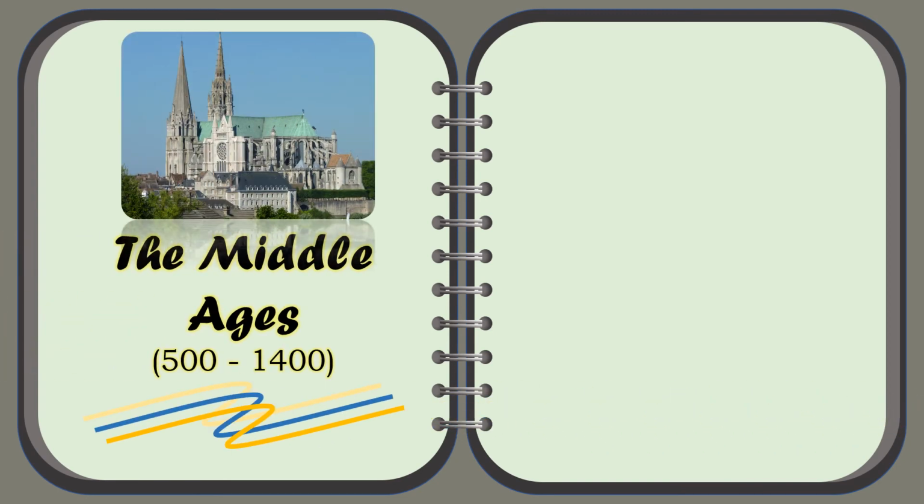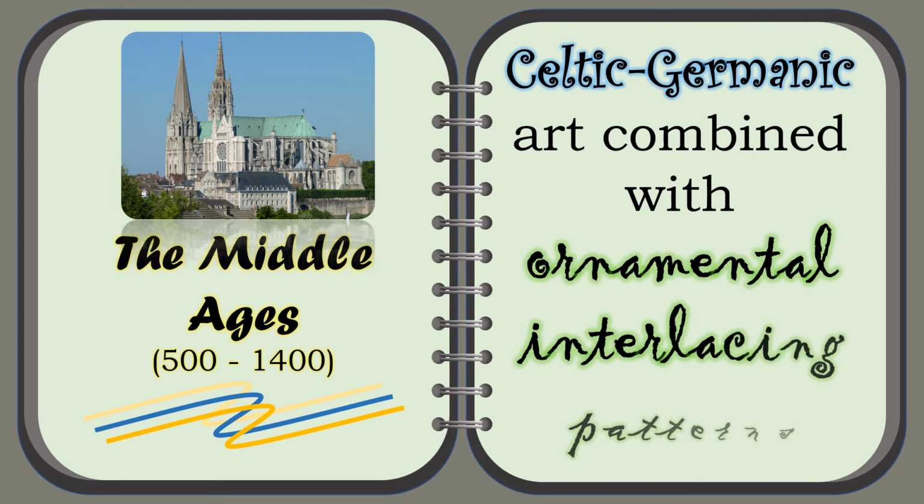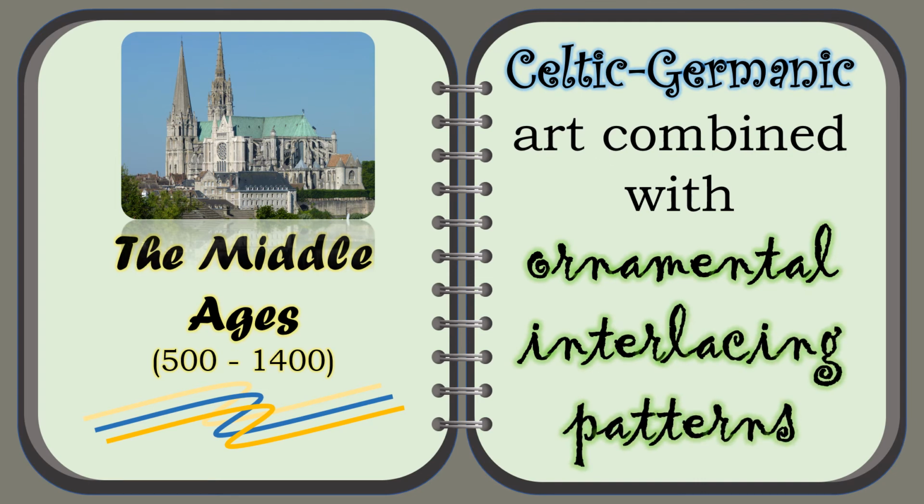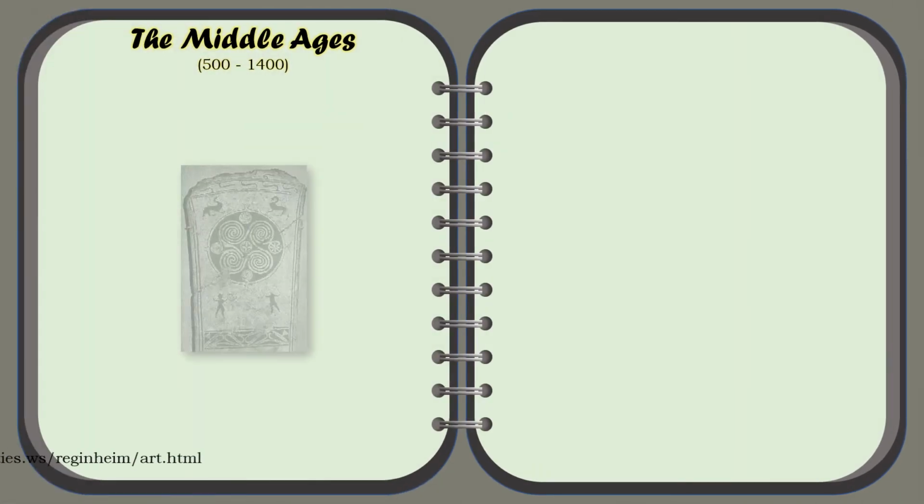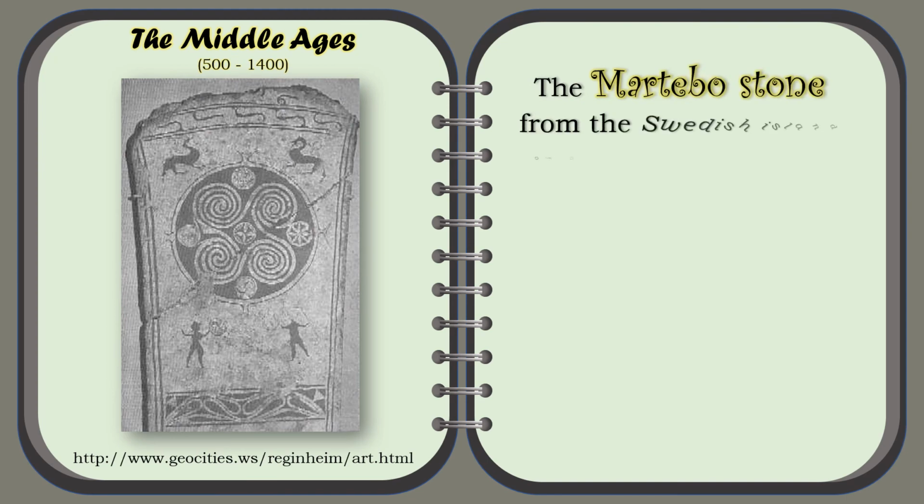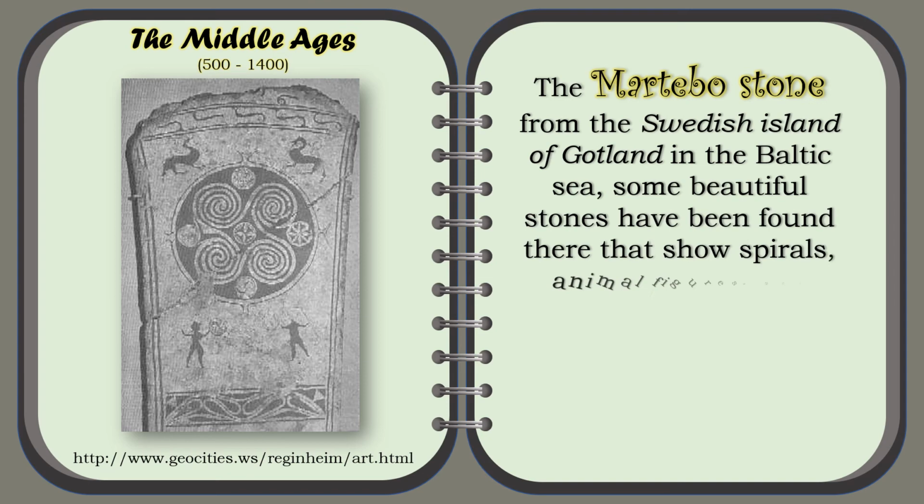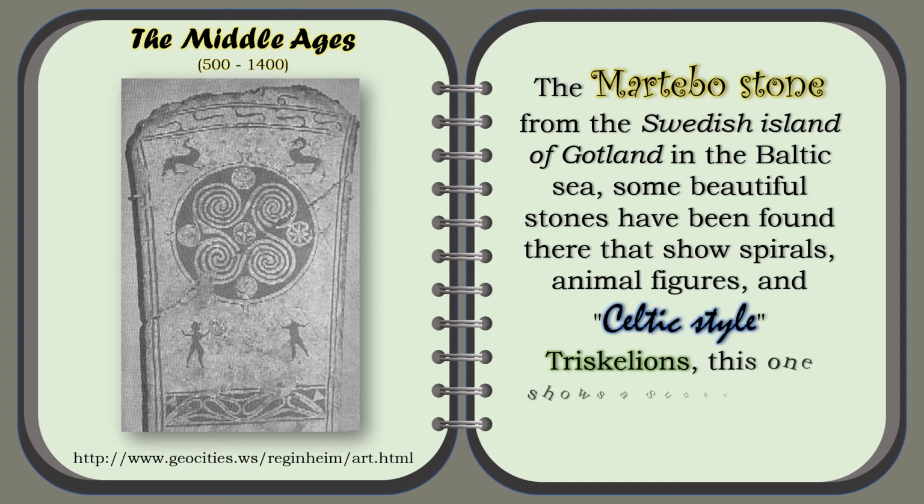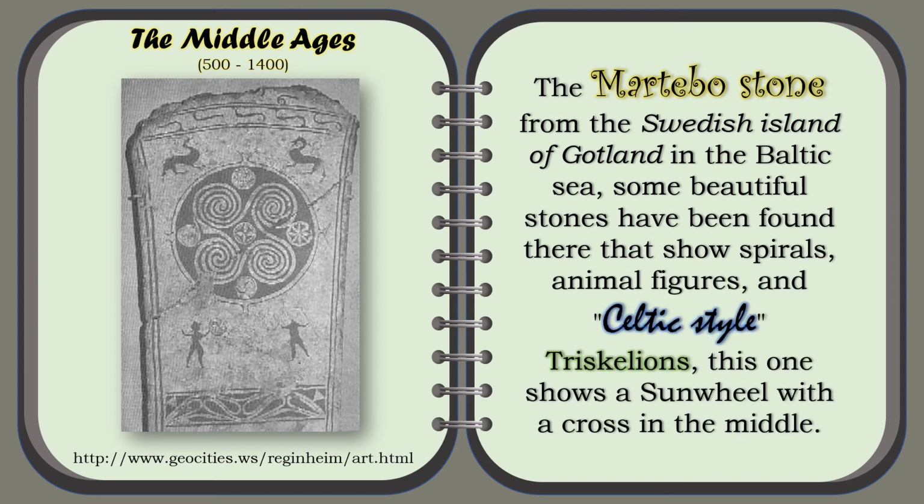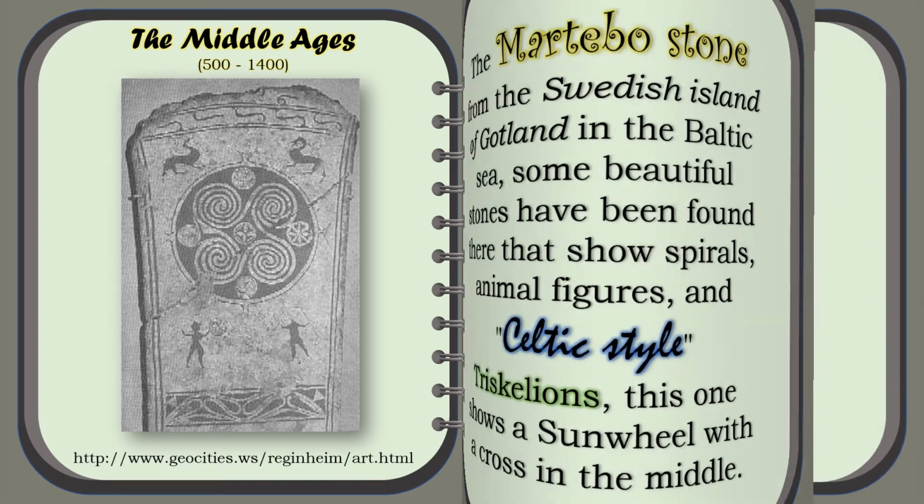The Middle Ages. One of the characteristics of the Middle Ages art and architectural design is the Celtic Germanic art, which combined with ornamental interlacing patterns. For example, the Martebo stone from the Swedish island of Gotland in the Baltic Sea. Some beautiful stones have been found there that show spirals, animal figures, and Celtic-style triskelions. This one shows a sunwheel with a cross in the middle.